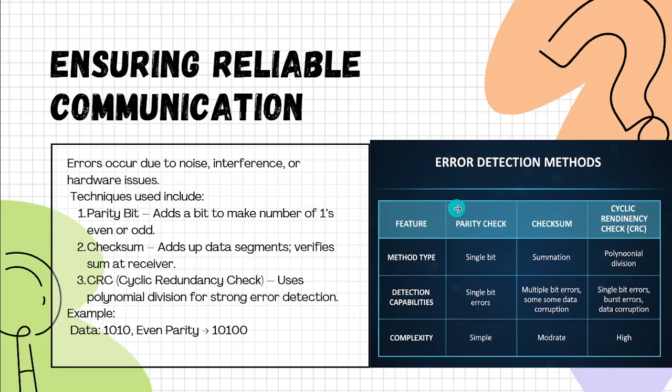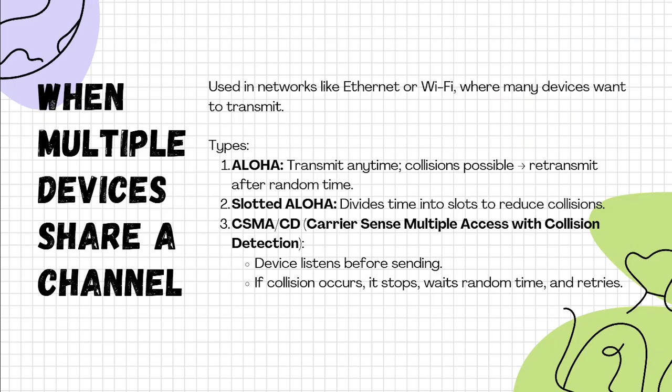The simplest one is the parity check, or the parity bit, where an extra bit is added to make the number of ones either even or odd. Then there's checksum, where the sender adds all the data segments and sends the total sum, and the receiver rechecks the result. Finally, CRC, which stands for cyclic redundancy check, is a more powerful method that uses mathematical division on binary data to detect even complex errors. Let's move on.